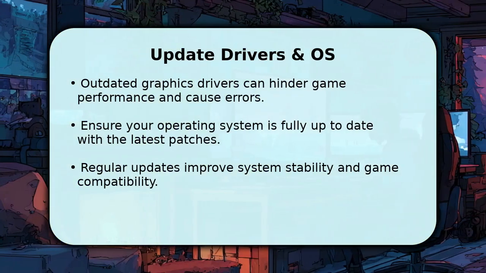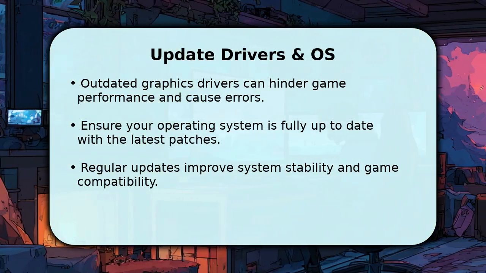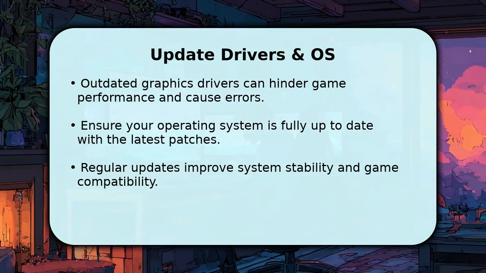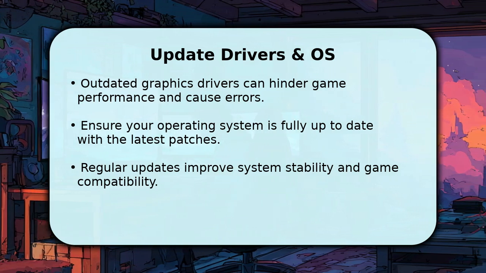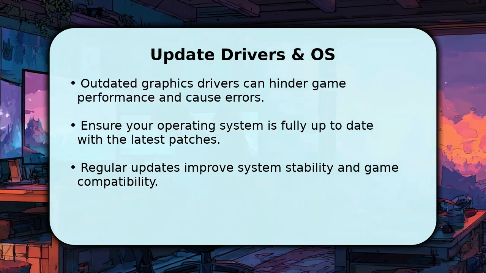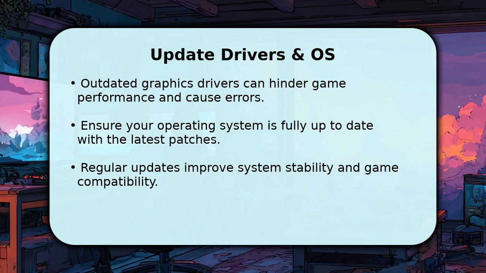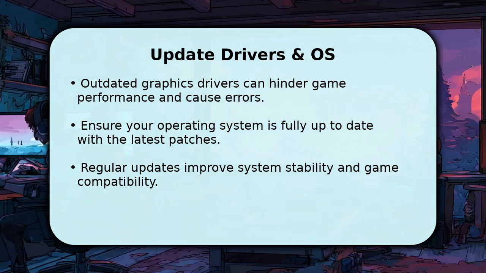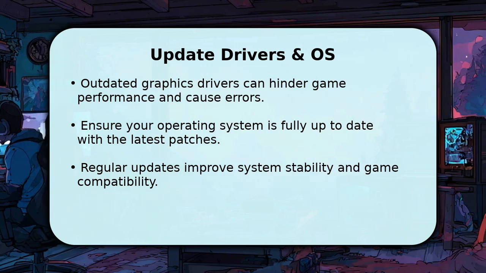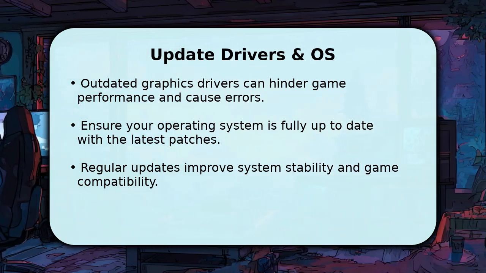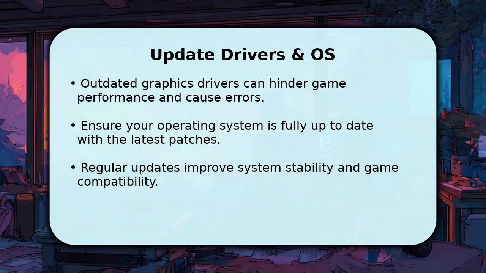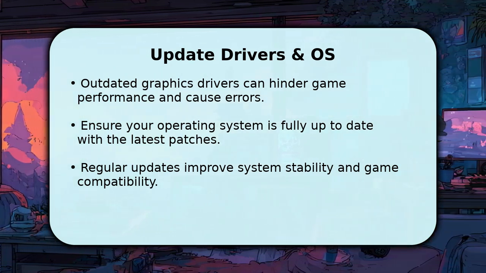Outdated graphics drivers or an old operating system can often lead to game errors like code 2. Ensure your graphics drivers are fully updated by visiting your card manufacturer's website or using their official software. Likewise, check for any pending updates to your computer's operating system in your system settings. Keeping these components current ensures your system runs optimally and maintains compatibility with the latest game versions, helping prevent such issues.